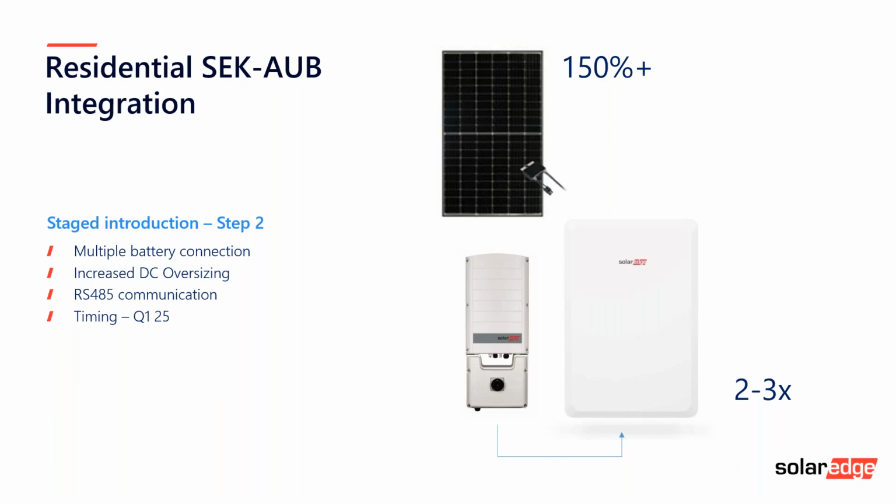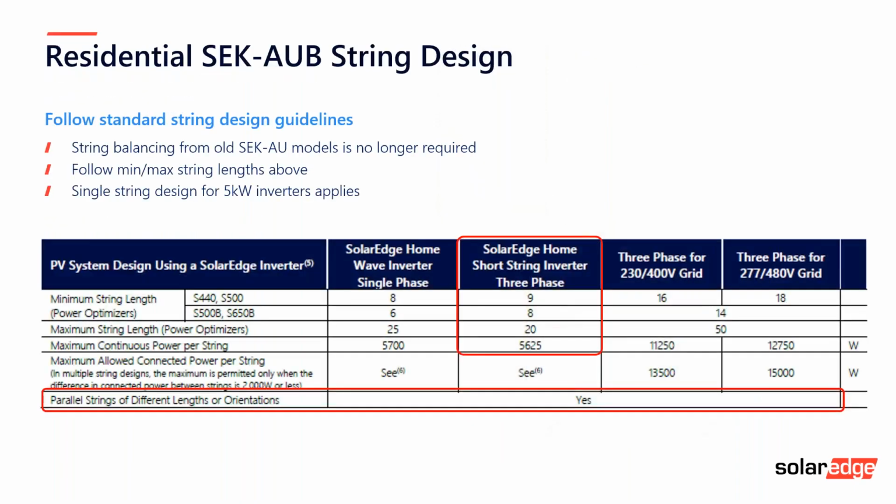And just as a quick reminder, if there's any of you out there who haven't had a lot of exposure to our current range of residential three-phase inverters, it's not like the old ones. They have very, very similar design guidelines with minimums like our single-phase units, including running single string design for 5 kilowatts, where you can put 14, 15, 16 panels in a single string.